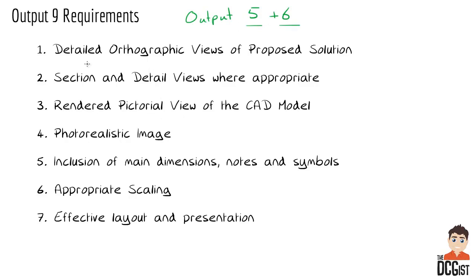So the requirements then, we have the detailed orthographic views of the proposed solution, which is the same as in output 5. We have the section and detail views where appropriate. Again, that's in your output 5 as well. We have a render pictorial view of your CAD model, which is the same requirement as in output 5. We have photorealistic image, which is the same as in output 6. We have inclusion of main dimensions, notes, and symbols, which is very similar to output 5. Appropriate scaling, output 5, and effective layout and presentation is throughout the whole project. So you'll see here that the requirements are very similar to that output 5 and the output 6.